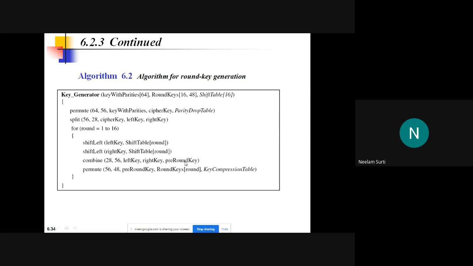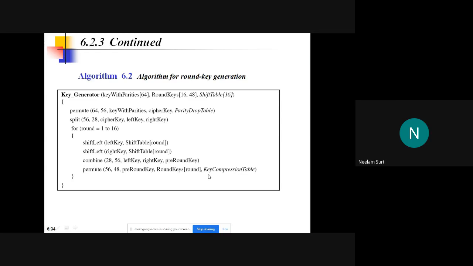Now this is not the answer. The 56 bit is not what is expected, because from the 56 bit you again have to convert it into 48 bit, and that is done by the compression table, the key compression table. Are you getting this? So the 56 bit pre-round key is the input to this step, and the round key, which is 48 bit, is the output, and what we use is the key compression table.